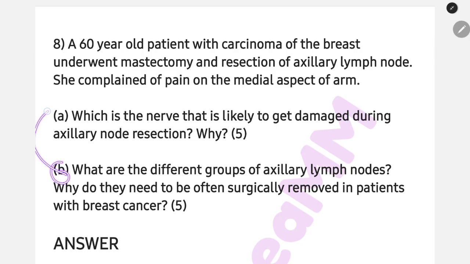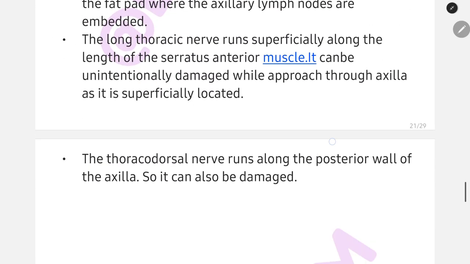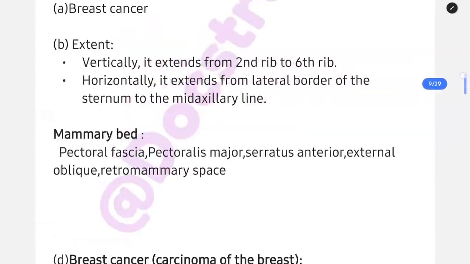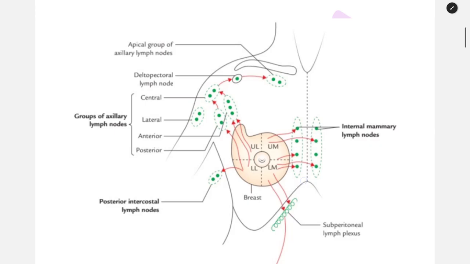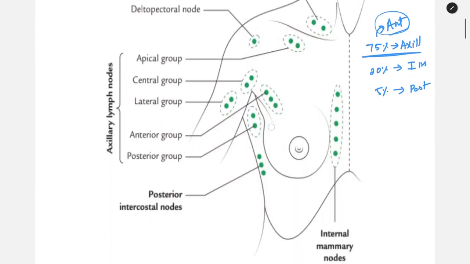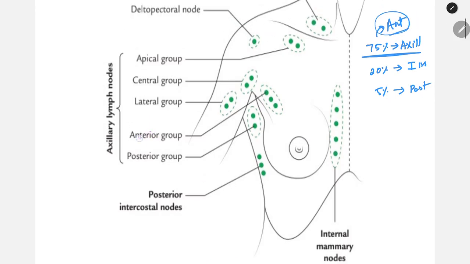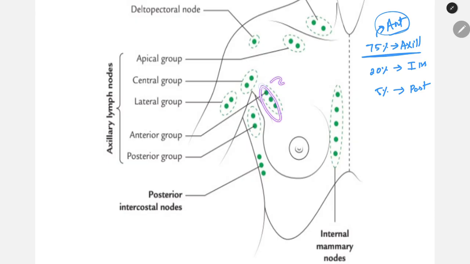First, let's see about B and then we'll go for A. Okay, different groups of lymph nodes you already know: axillary, internal mammary, posterior intercostal, deltopectoral and supraclavicular. In that, they have asked about the axillary group alone. So in the axillary group you have the anterior group. You will have the axillary vein here, and the lateral thoracic vein going and draining into this. So this anterior group lies along it.